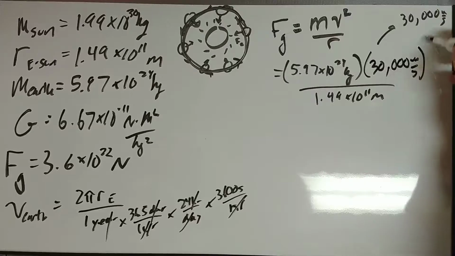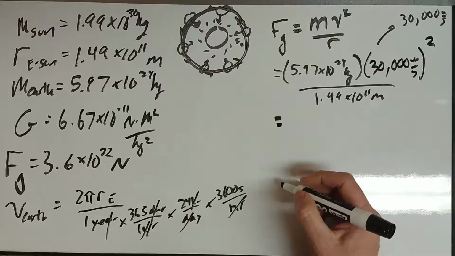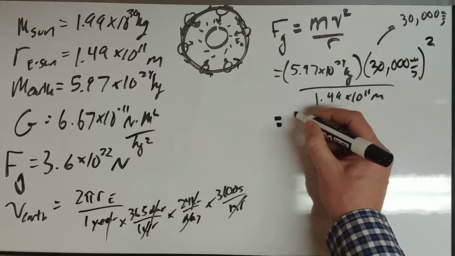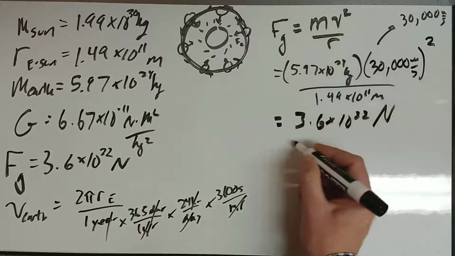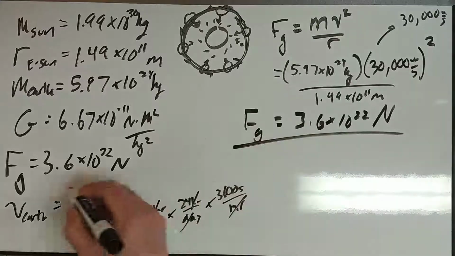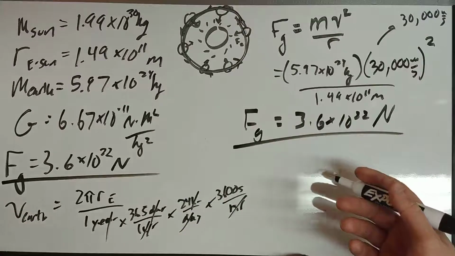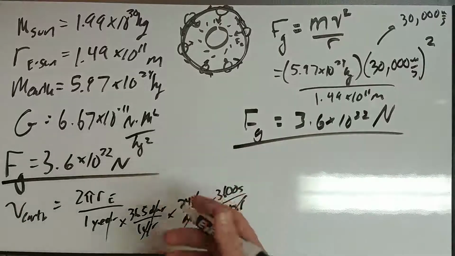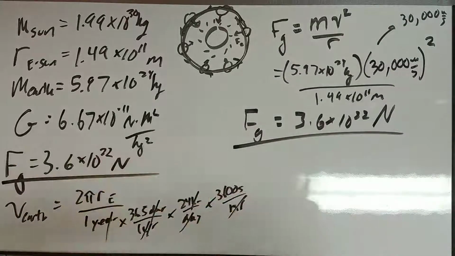30,000 meters per second. Don't forget to square it. You know that's gonna trip you up. And when you plug this all in your calculator, you get a very nice number of 3.6 times 10 to the 22 newtons from doing the centripetal force. That and that agree? And it makes sense for part C? Yeah, it has to be equal to each other because the gravitational attraction is literally the central acting force that keeps the Earth in orbit.